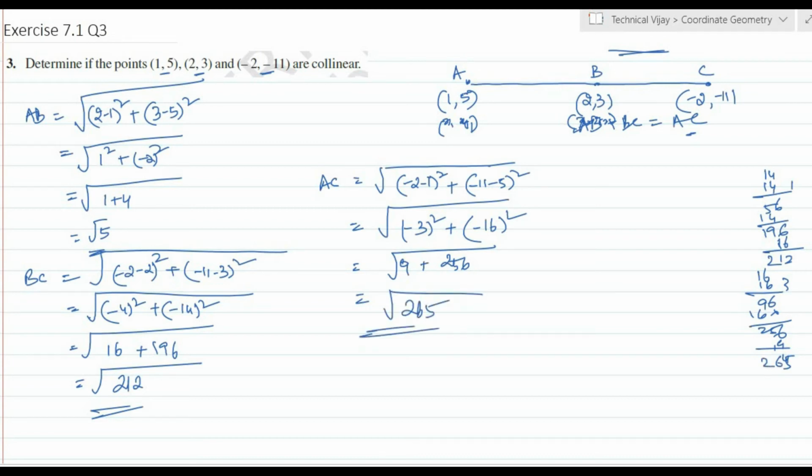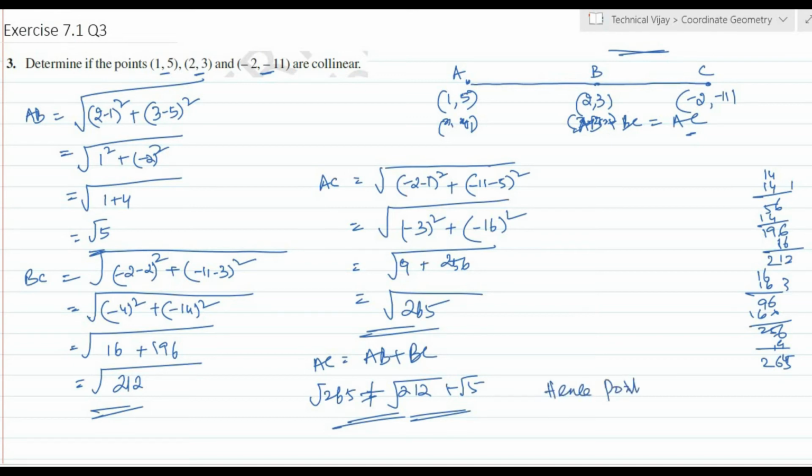Now we will verify whether this AC, square root of 265, is equal to square root of 212 plus square root of 5. See here, AC should be equal to AB plus BC. Whether 265 under the root is equal to the square root of 212 plus the square root of 5, of course this is not equal. Hence all these 3 points are not collinear. Okay, we will go for the next one.